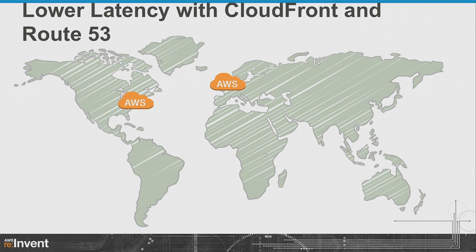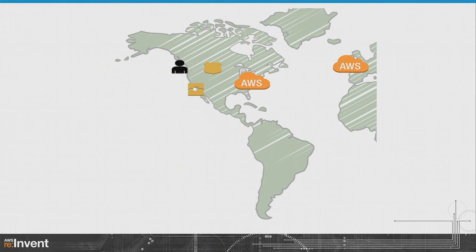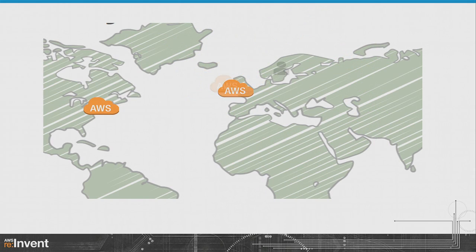Dublin. Same pattern again. End user in US goes to CloudFront. CloudFront goes to Route 53. And then Route 53 says, yeah, the closest location to you is US. So you would get connected to Virginia in this case. So this is optimized.